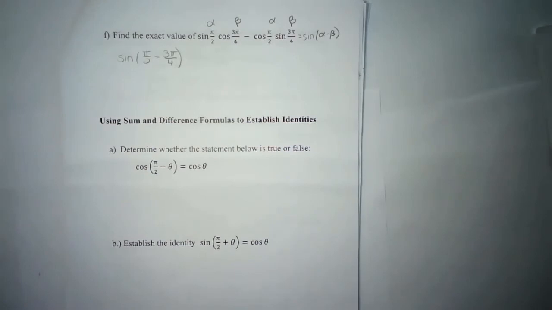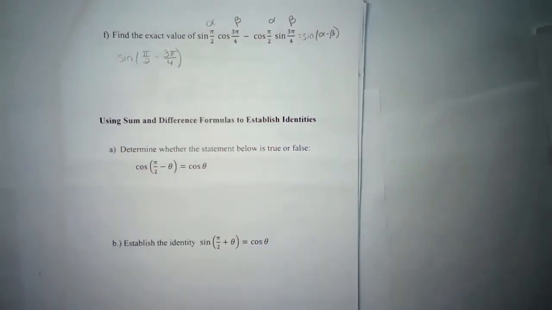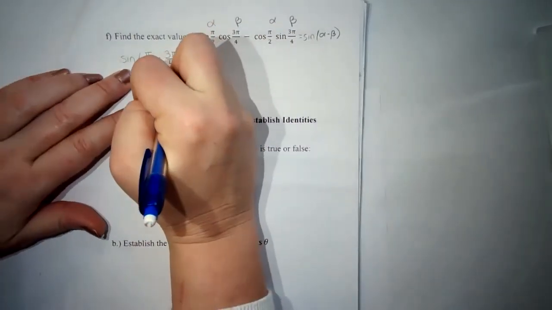Okay, so already we have a little algebra issue. Why can't I immediately subtract these guys? I need a common denominator. My common denominator is going to be 4. Everybody see that? That would be the lowest common denominator. All right, so 3 pi over 4 is fine.